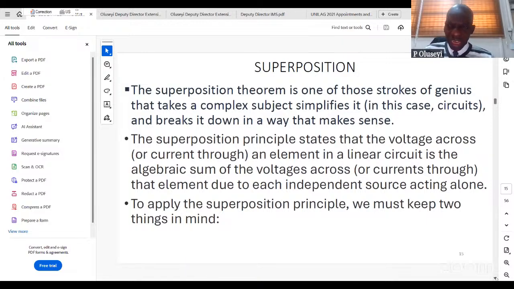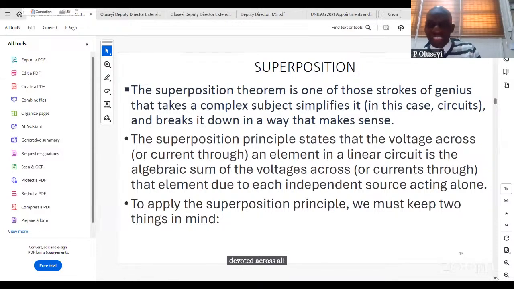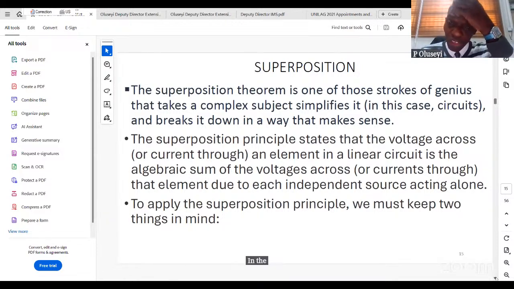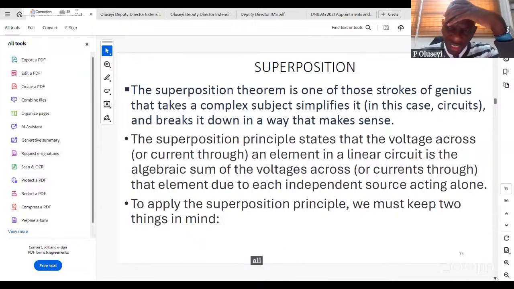So, as I have said, the superposition theorem is one of those strokes of genius that takes a complex subject, simplifies it, and breaks it down in a way that makes sense. The superposition principle states that the voltage across or the current through an element in a linear circuit is the algebraic sum of the voltages across or the currents through that element due to each independent source acting alone. As each of them is acting alone, you take note of the current flowing through it or the voltage across the element. So at the end of the day, you will add all of them and superimpose them.